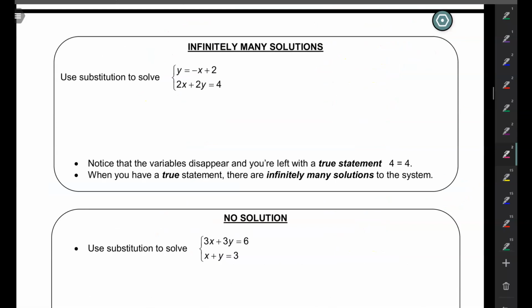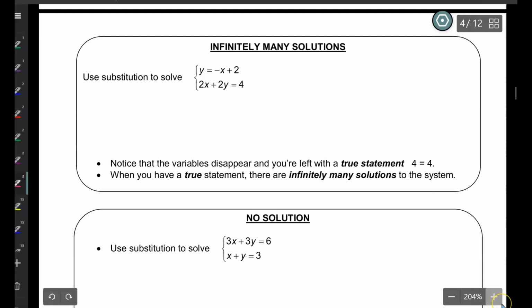Okay, so next what we want to do is look at what happens when there are infinitely many solutions or no solution. Okay, so we'll look at these two. So right here, we have y is equal to -x plus 2. So let's go ahead and try substituting that in. We get 2x plus, now it's 2 times y, so I'm going to do 2 times that whole thing, -x plus 2 equals 4. So here I get 2x minus 2x plus 4 equals 4.